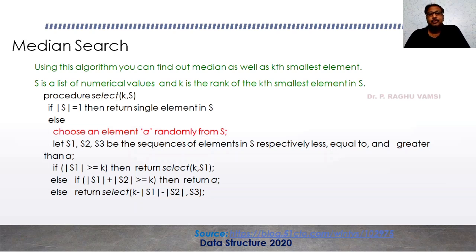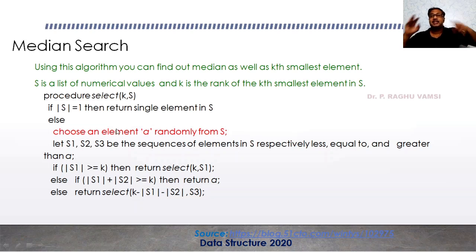Let S be the list of numerical values and k the rank of the kth smallest element in S. The procedure is Select(k, S). That means I want to find, say, the fourth smallest element or fourth median in the list of numerical values that I have supplied, that is S. If the size of S is 1, that means there exists only one element in the list, then return that single element of S. Else, choose an element a randomly from S.